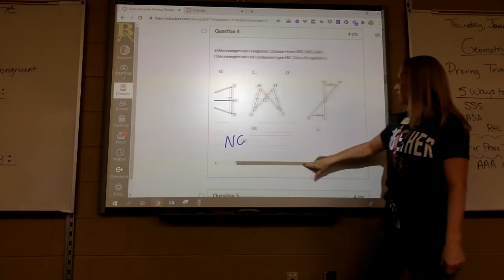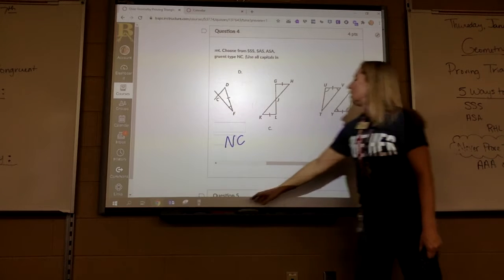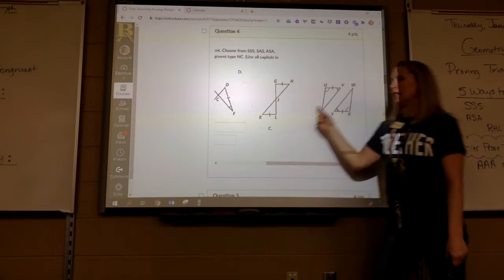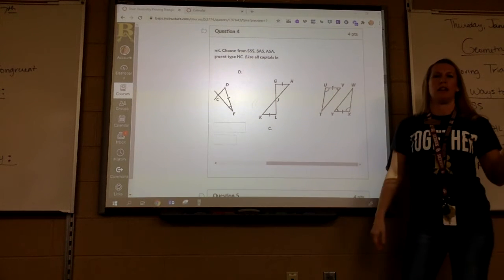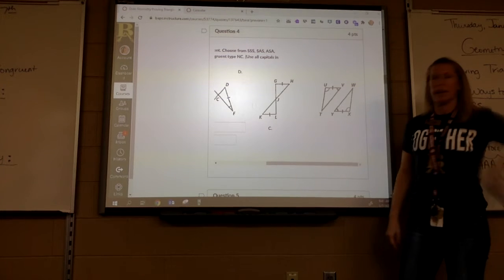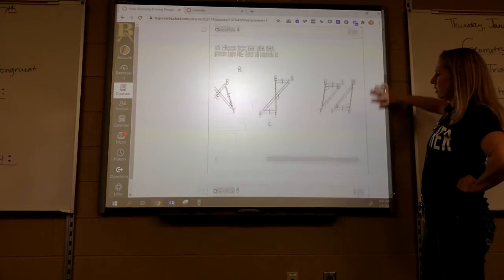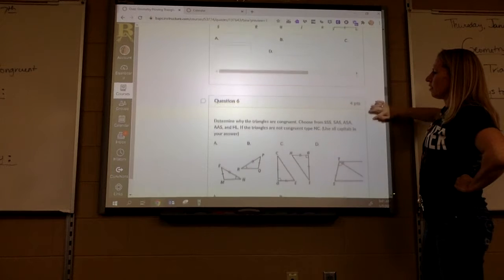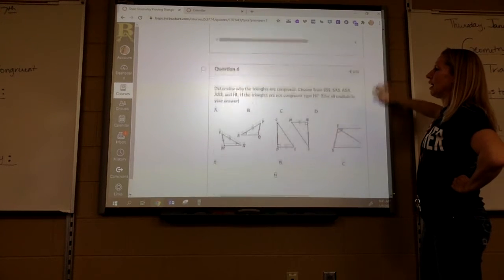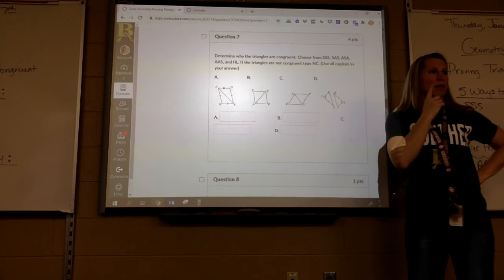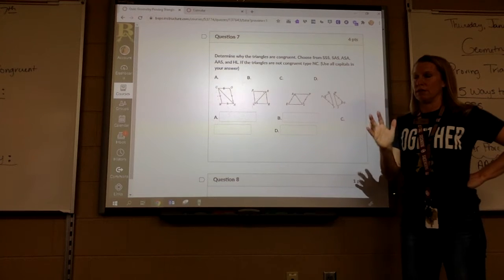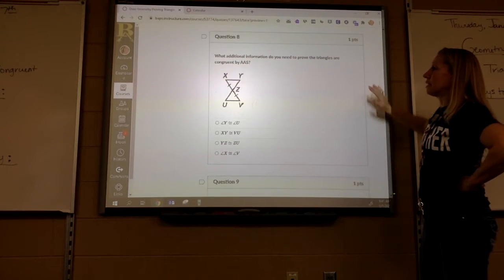and then D, let's look at the last one. What would this one be? Hopefully you can see. Angle, side, angle. Angle, side, angle, ASA. Okay, so that's how those are going to work. You have to do 5, 6, and 7 the same way. So again, if you need to draw it out, draw it out.